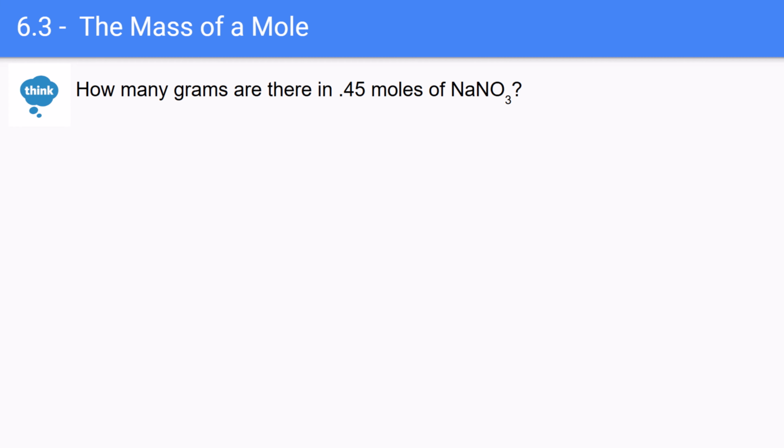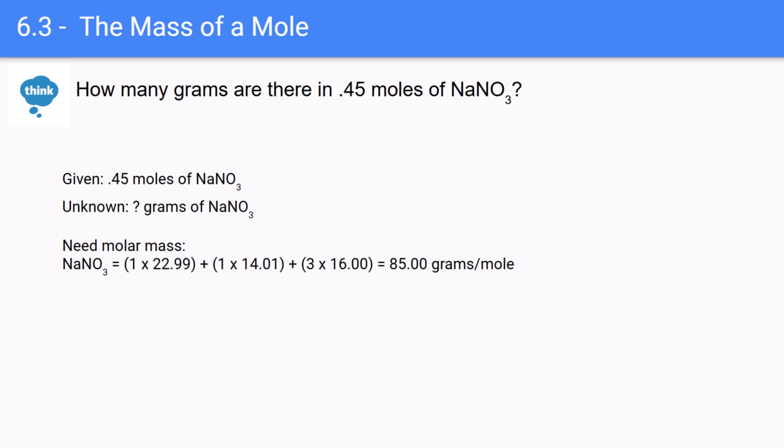It says, how many grams are there in 0.45 moles of NaNO3? Well, again, just like with any type of dimensional analysis problem, you identify the given and the unknown. Our given here is 0.45 moles of NaNO3, and our unknown is grams of NaNO3. So we do our dimensional analysis. Before then, though, we need the molar mass.